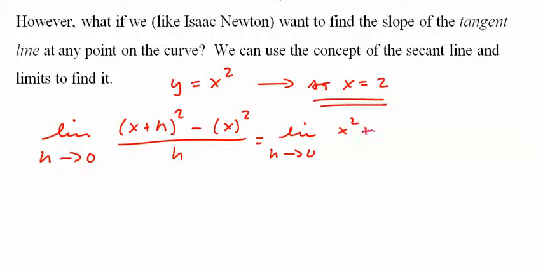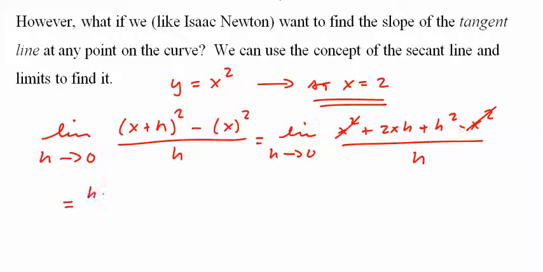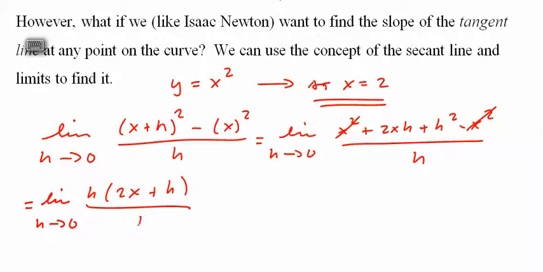x squared plus 2xh plus h squared minus x squared all over h. The x squareds cancel. We factor out the h, 2x plus h over h. Just realized I forgot to write my limit. Drive h to 0, and we are left with 2x. And that is the slope at any spot on the tangent line. We want it at x equals 2.